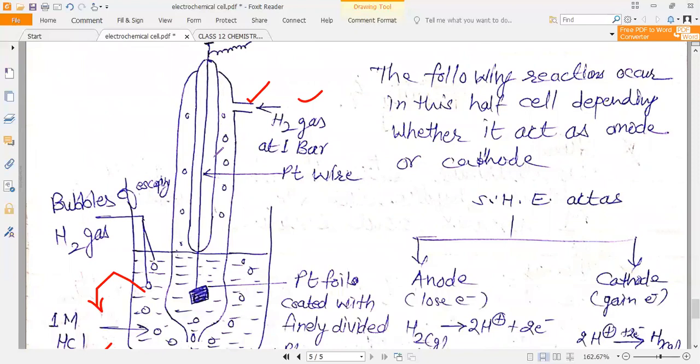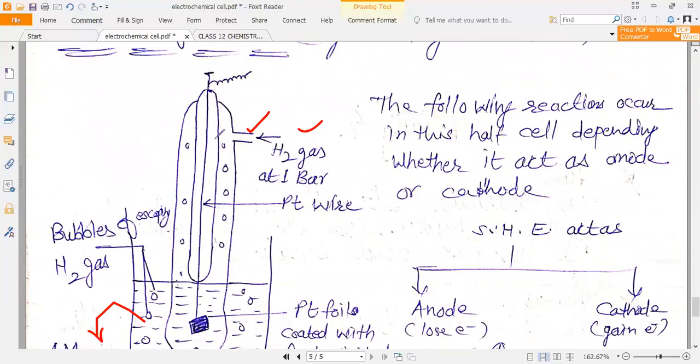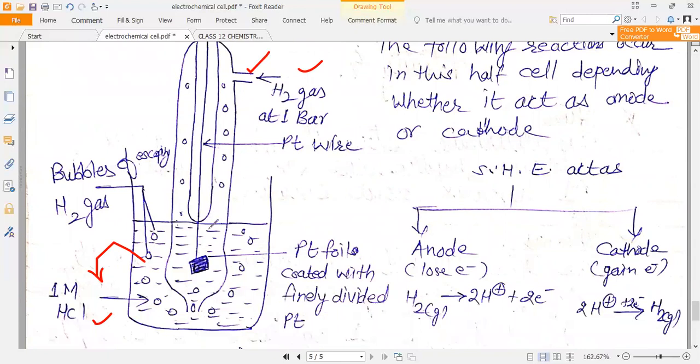This platinum wire is connected to the external source of electric energy. At the end of the wire there is a platinum foil, and there is a coating of platinum powder. Platinum powder is coated on this platinum foil, and this is the 1 molar HCl solution.